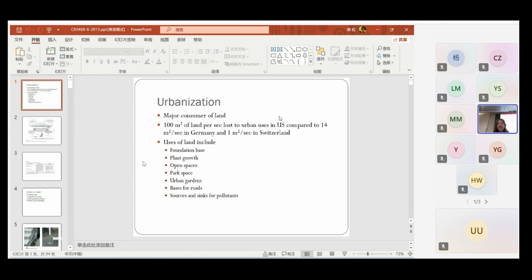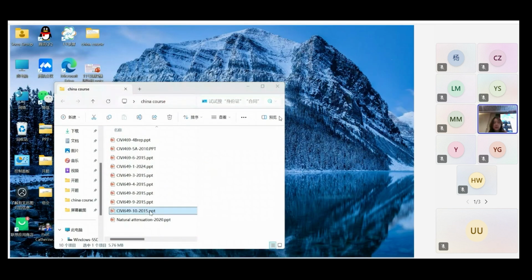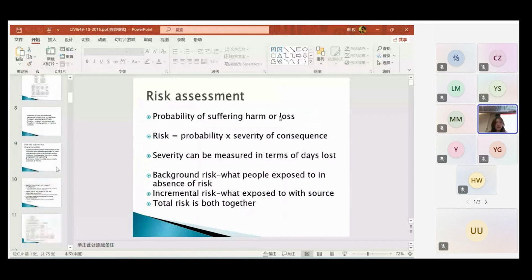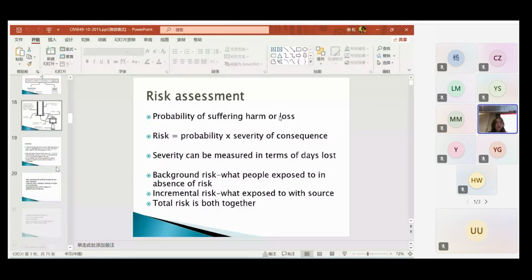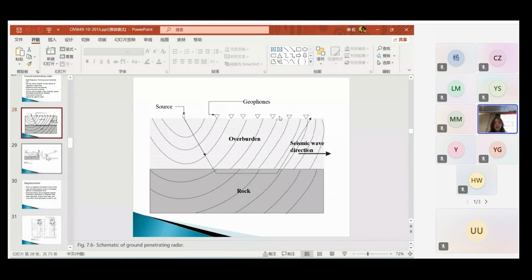Oh my gosh. Oh, this is the next. See this one. This one.